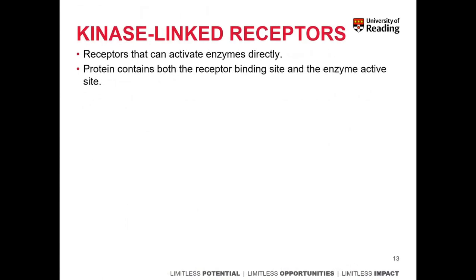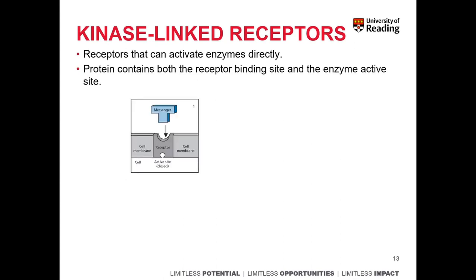Now the last example we're going to look at is that of a kinase-linked receptor. This is a receptor which can activate an enzyme directly. This is because the receptor contains both a receptor binding site and the enzyme active site in it. So what does this look like? Well, here we have our kinase-linked receptor. We have a binding site on the outside of the cell for a messenger molecule to enter into, and an active site on the inside of the cell.